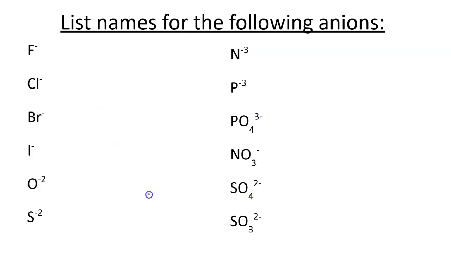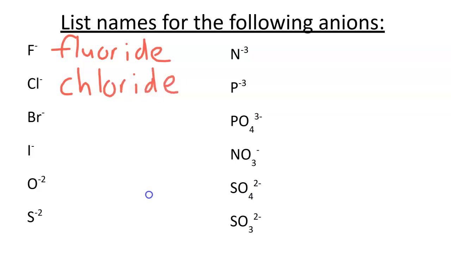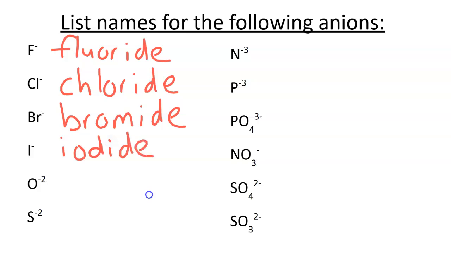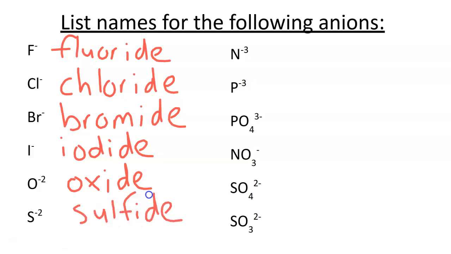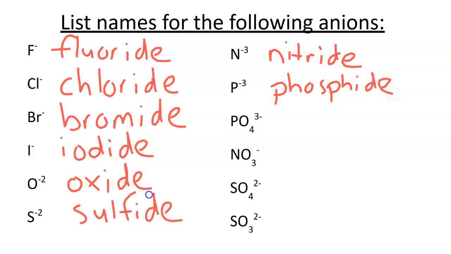How would you do with each of these? The first one here is fluoride. Chlorine becomes chloride. Bromine becomes bromide. Iodine becomes iodide. Oxygen is oxide. Sulfur is sulfide. Nitride. Phosphorus is phosphide. Remember, ide means from the periodic table, right?